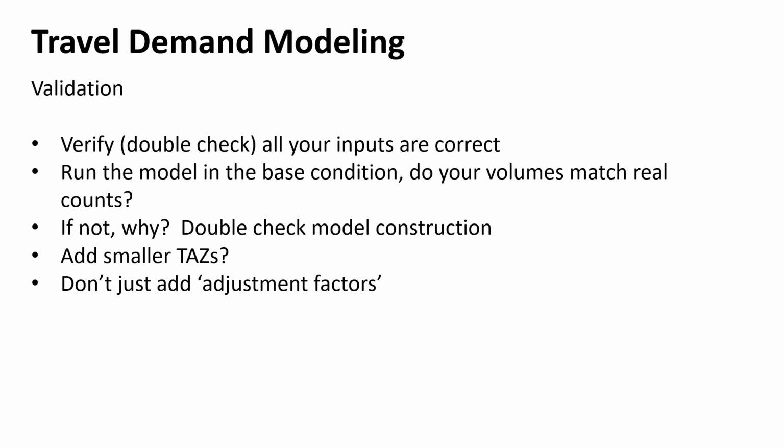It's not a good way to do it, to just throw in some adjustment factors and say, well, my model says there's 10,000 vehicles a day on this road. There should only be 5,000, so I'm just going to multiply everything the model says by 0.5. Right? That is not how to do this.